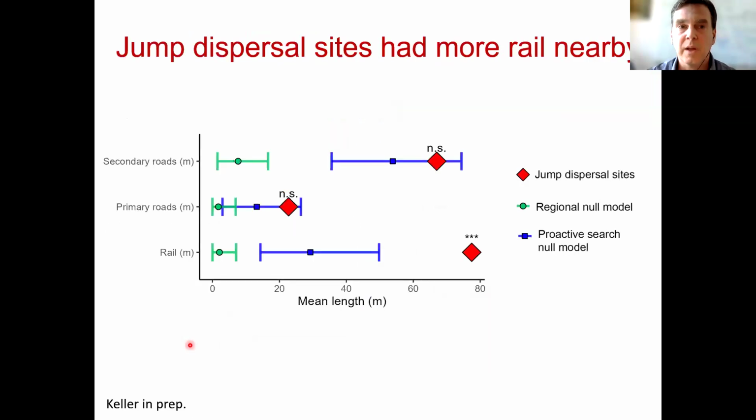And what we found in general is that if a site has more rail in it, then it's strongly associated with a jump dispersal event, like what I showed you before. If we look at primary roads and secondary roads, those places that have lots of roads aren't really associated with it, but anywhere that has a high density of rail is strongly associated with it. That's what I'm plotting here on the x-axis: the density of the amount of rail in a particular grid cell that we're looking at.